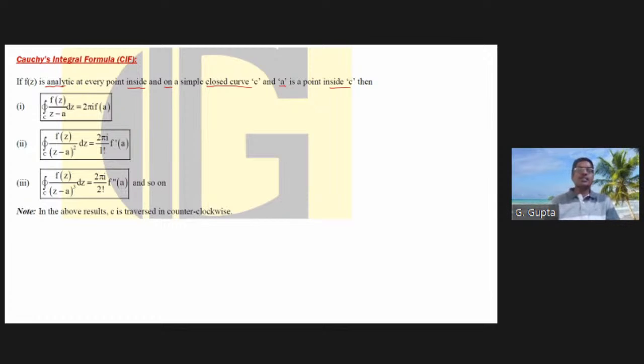In both the above results, C is traversing counterclockwise. That means anti-clockwise or positive direction. Let us see an example. Please learn by heart or remember these boxes.